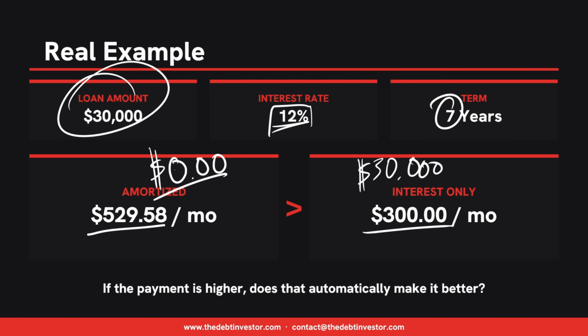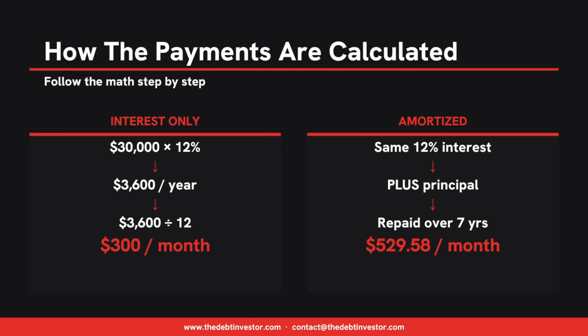And so the payment's higher just because it's paying down the principal, but does it automatically make it better? Let's find out. Here is how the payments are calculated. Once again, interest only: 30,000 times 12% divided by 12 months is 1% a month, which brings our payment to $300 per month. And just to keep your memory fresh, this is going to be for things like construction, rehab, etc.